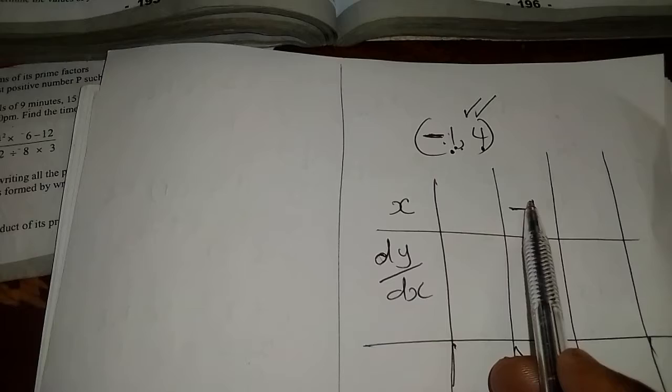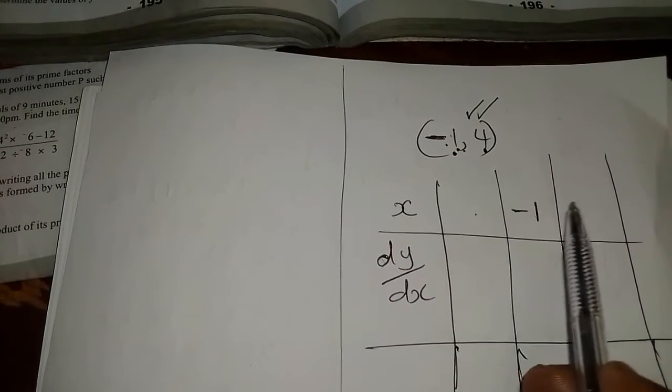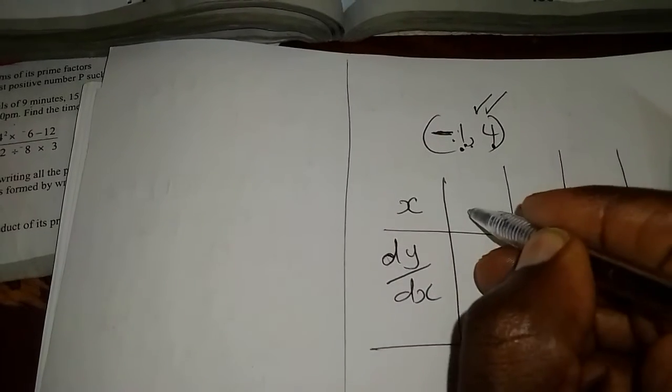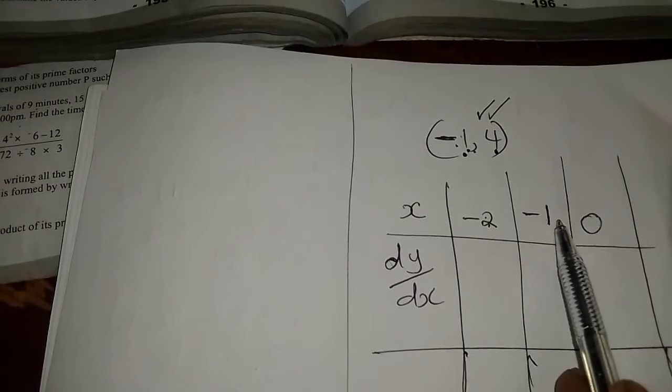Then I'll write a value that is less than -1 on this other side, then a value that is more than -1 on this other side. So I'm going to write here -2. -2 is smaller than -1. And I'll write here 0. 0 is greater than -1.